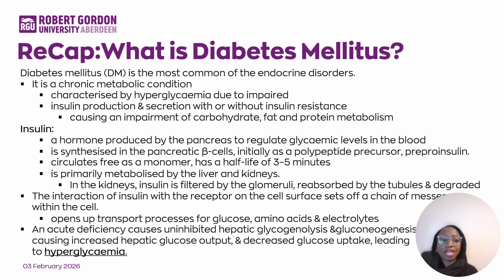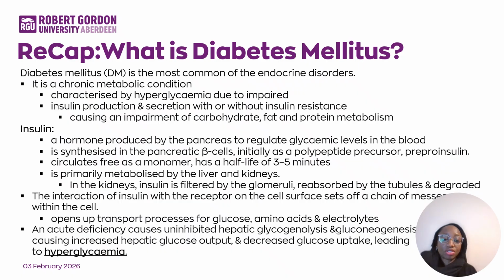Just to recap again what diabetes is. Diabetes mellitus is the most common endocrine disorder, and it's a chronic metabolic condition characterized by hyperglycemia, either due to impaired insulin production and secretion, with or without insulin resistance. And this causes the impairment of carbohydrate, fat, and protein metabolism also.